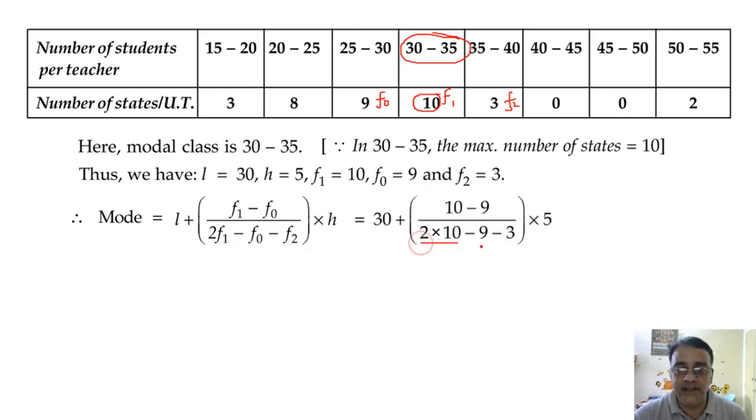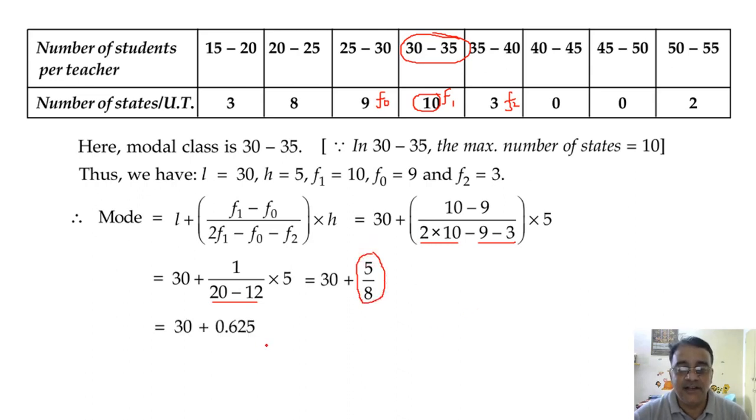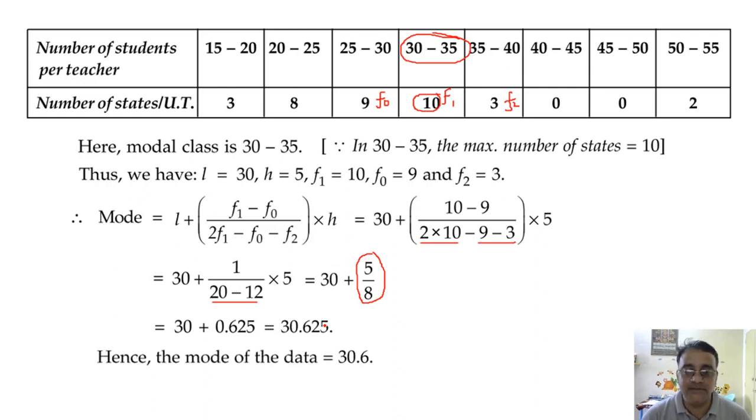So this will become 20 minus 12. The numerator will become 1. Okay. This will become 8. So 30 plus 5 by 8. 5 by 8, if you solve, you will get 30 plus 0.625. So final answer is 30.625. Hence the mode of the data is 30.6 approximately. Rounded to one place because in NCERT this answer is given. Otherwise, if you want to round to 3 places, 30.63. Any doubt in this mode?